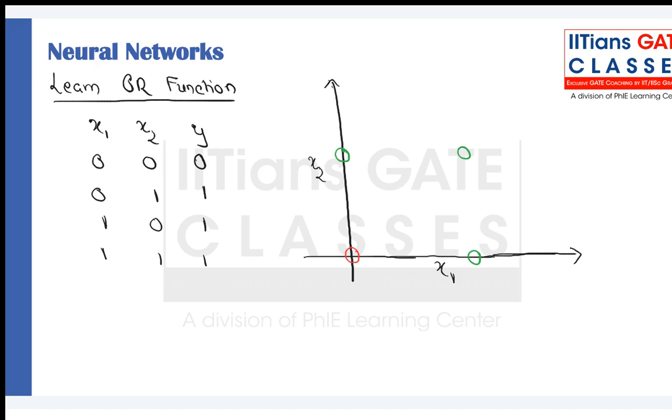This line, I claim, separates out the two classes perfectly. You can see all the points that lie above that line belong to the green class, and all the points that lie below this line belong to the red class. And what will be the equation of this line? I'll be the oracle here, and I will tell you the equation is x1 plus x2 minus 0.5 is equal to 0. This is the equation of this line.